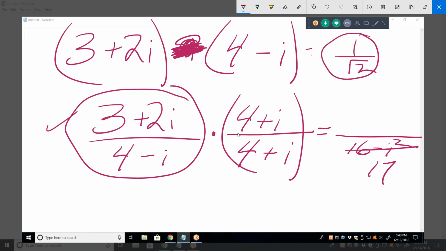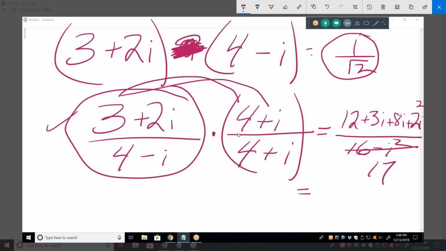4 times 3 is 12. 2i times i is 2i squared, which will equal... Hold on, there's two middle terms here. You got to FOIL it. That times that, that times that. So plus 3i. 2i times 4 is 8i. And then 2i times i is 2i squared.